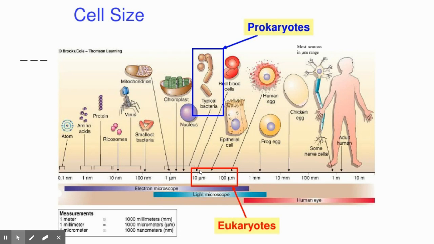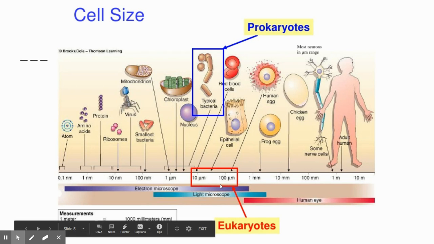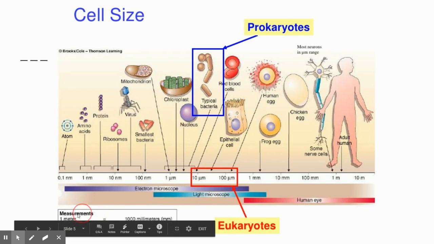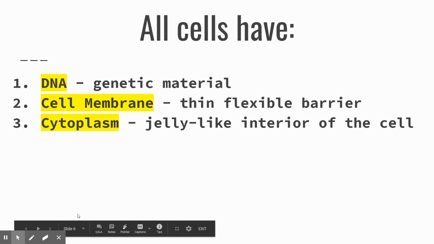Leading into the division of the 2 kinds of cells, let's look at some size comparisons here. And we see 2 boxes indicated. And we'll talk about these words prokaryote and eukaryote. But notice some of the other things on this chart. Measurements.